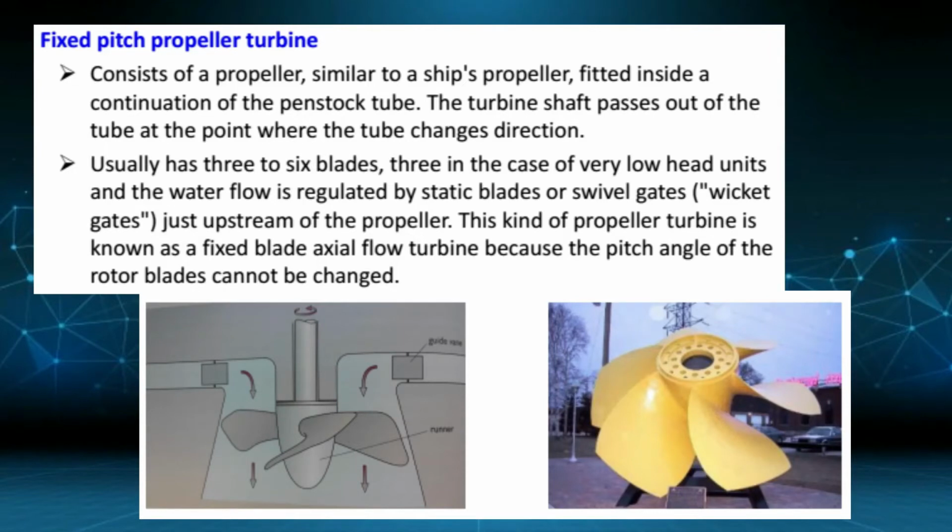The fixed pitch propeller turbine consists of a propeller similar to a ship propeller fitted inside a continuation of the penstock tube. The turbine shaft passes out of the tube at the point where the tube changes direction. It usually has 3 to 6 blades, 3 in the case of very low head units, and the water flow is regulated by static plate or swivel wicket gates just upstream of the propeller. This kind of propeller turbine is known as a fixed plate axial flow turbine because the pitch angle of the rotor blades cannot be changed.